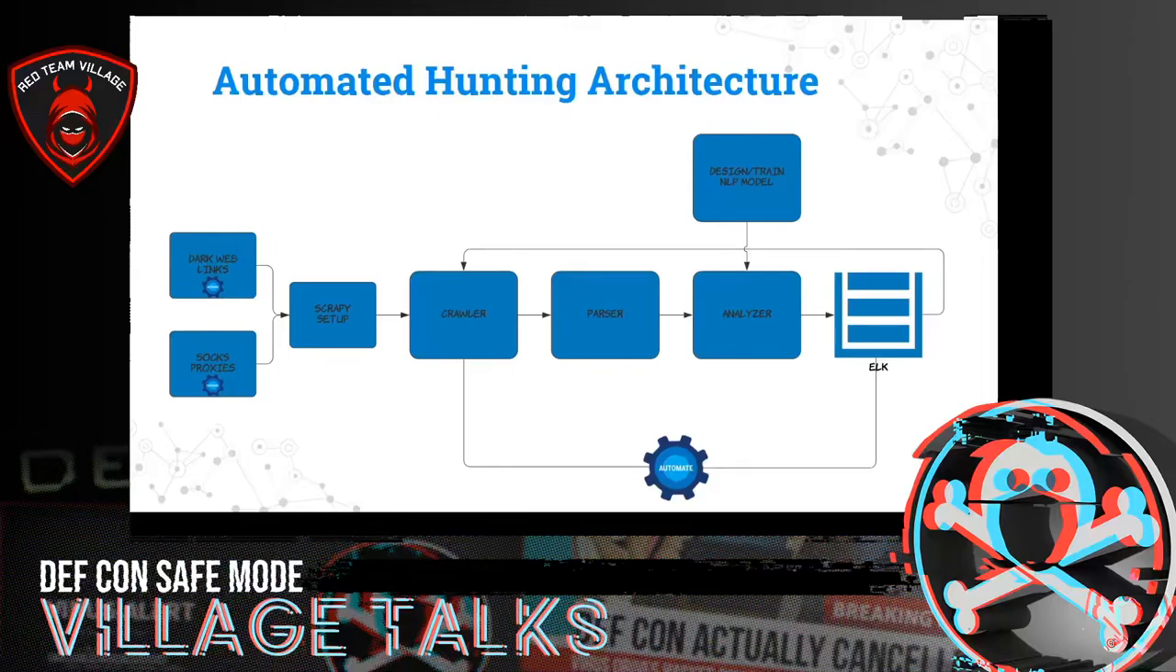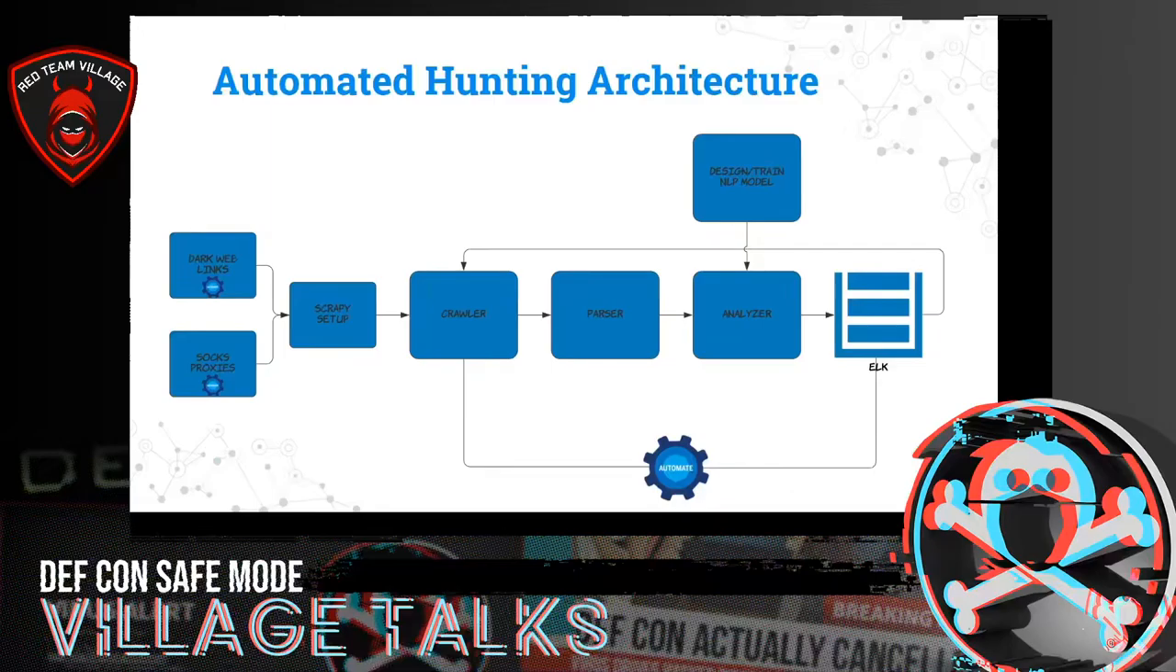So here comes the NLP model that I've been using. You can design or train your NLP model in such a way that it gets you the content that is relevant to your organization. Suppose you are a bank, you don't want to focus on tools or data breaches that are not relevant to your bank. You most likely would want to focus on the dump shops, where credit cards or debit cards are being dumped. So different organizations have different requirements and you want to focus on those.